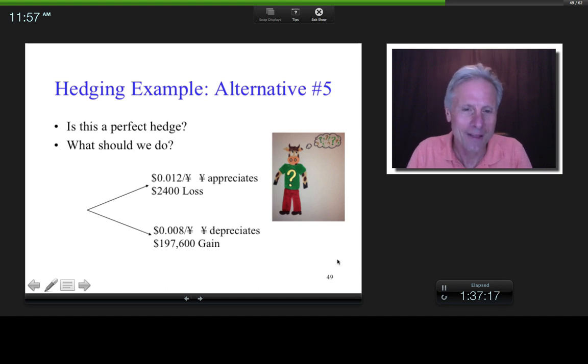But I'll admit to my flaw now, and that is that at the very beginning I said that the yen unexpectedly appreciates or depreciates with what probability? 50-50, right? So the fact that I get these numbers here, my expected cash flow is 0.5 times minus 2,400 plus 0.5 times plus 197,600. So in other words, this price of $2,400 for the option was way underpriced for the numbers I made up. If it had been efficiently priced, then it wouldn't have looked nearly this tempting.